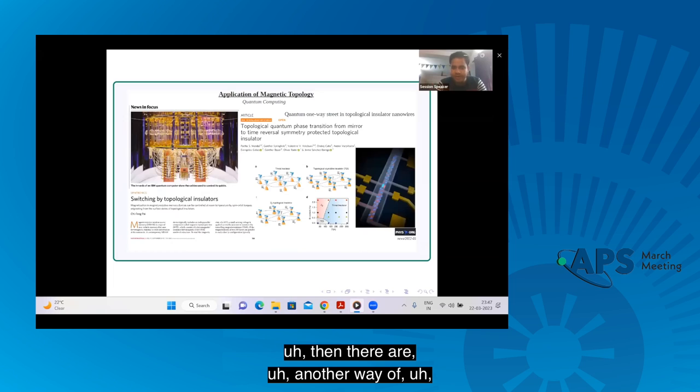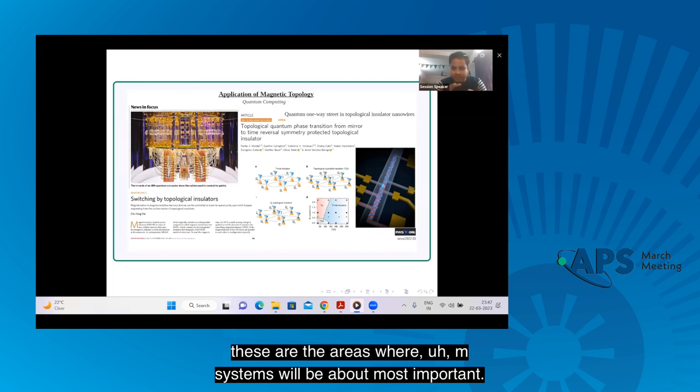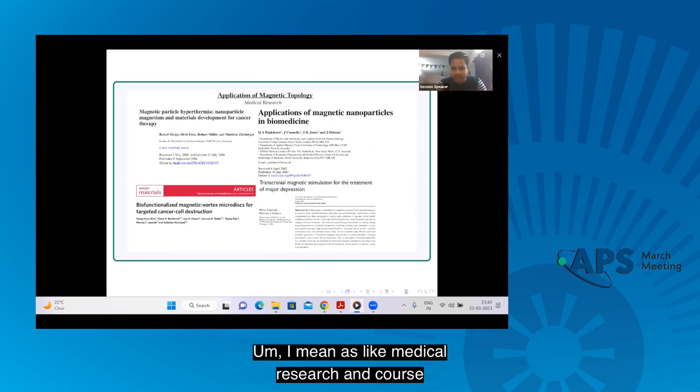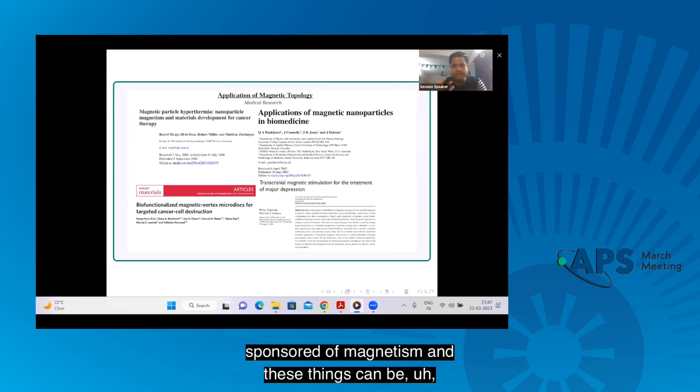Then there is another way of saying, like quantum computing, and then there are using the concept of phase transitions within topologically non-trivial systems, and then enhancing these ideas, with papers like topological quantum phase transition from mirror to time-reversal symmetry protected topological insulating systems, switching by topological insulators. So these are the areas where magnetic topological systems will be of utmost importance. As I have also mentioned, like medical research, the concept of adaptive pigmentation, concept of magnetism, can be of utmost importance as far as medical research is concerned.